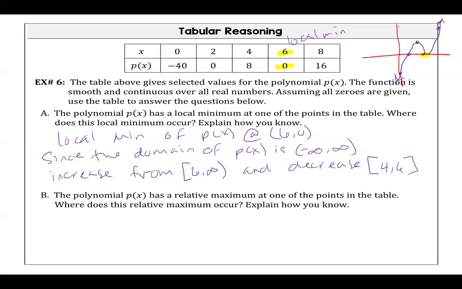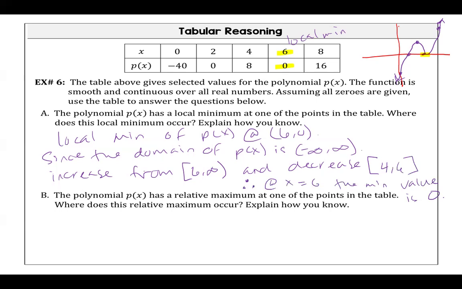So therefore, at X equals 6, the min value is 0. This right here is the lazy writing, then and therefore. Okay, that was really hard to write. I was trying to write in as few words as possible, and that's all I could do.